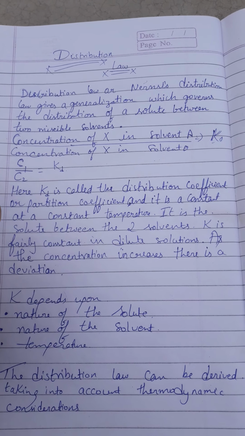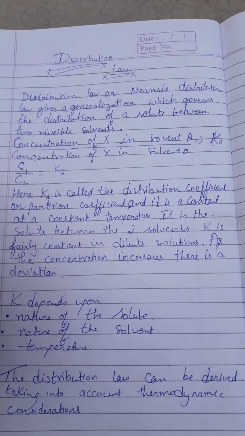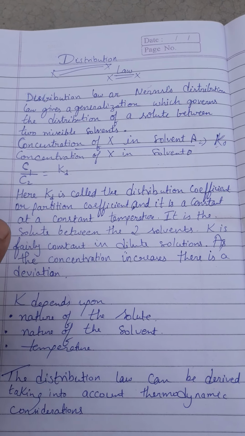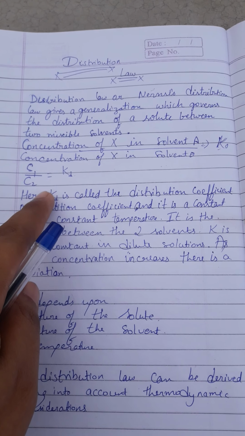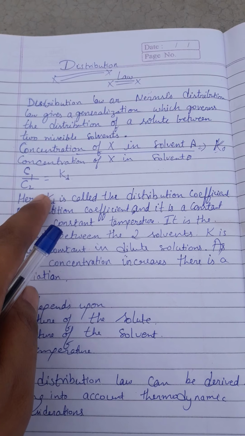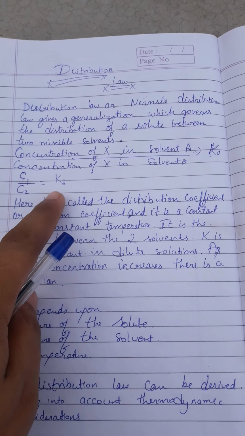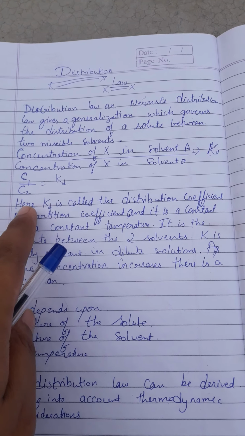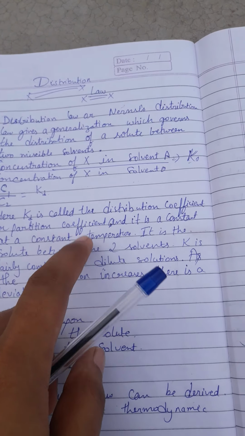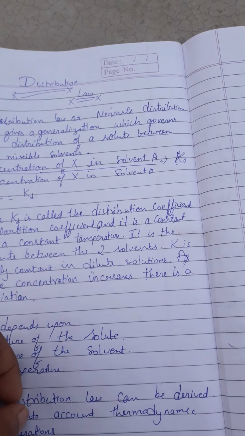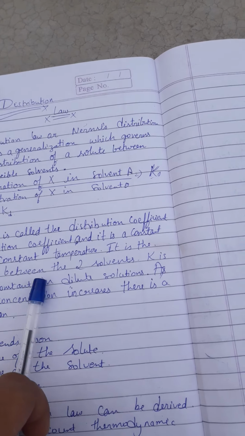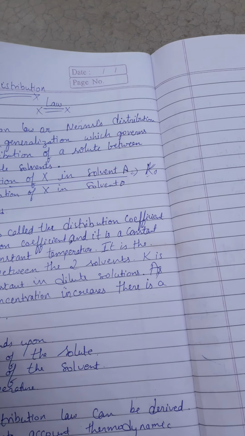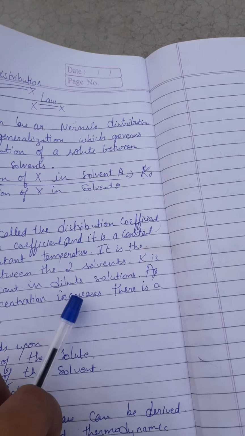So let the concentration of iodine in water and carbon tetrachloride be C1 and C2. At a particular temperature, Kd will be equal to C1 upon C2. Here Kd is called the distribution coefficient or partition coefficient, and it is constant at a constant temperature. It is the distribution of the solute between the two solvents.